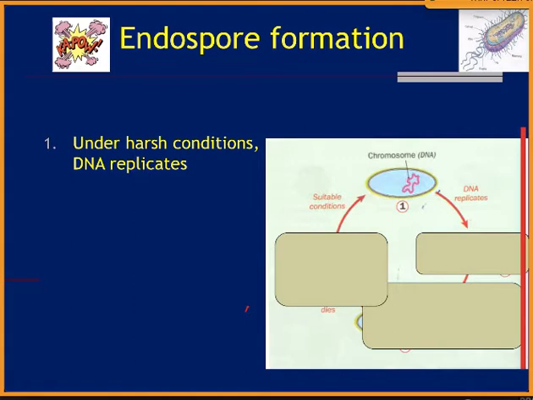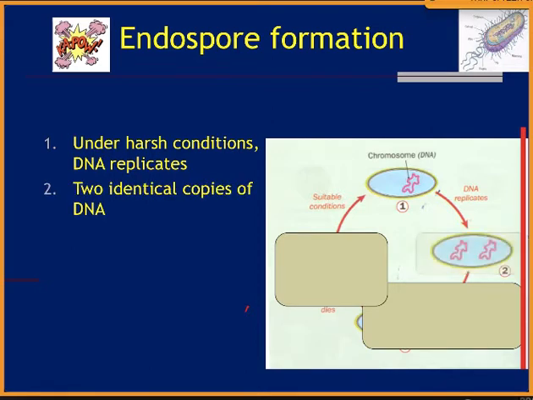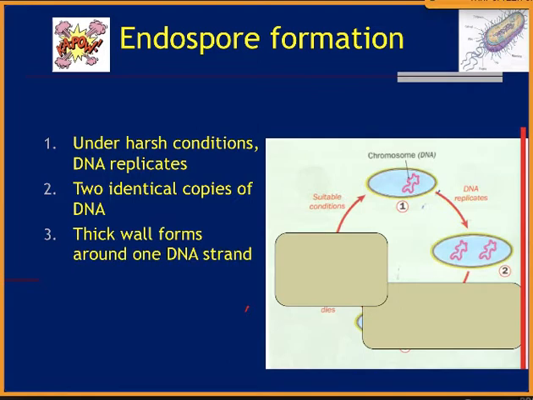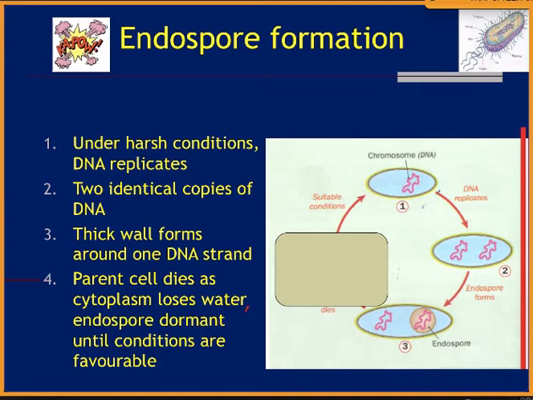Okay, so for the end of this, here is the blurb that goes with it. Under harsh conditions, your DNA is going to replicate. You end up with two identical copies of your DNA. A thick wall will form around one of your DNA strands, and then your parent cell is going to die because the cytoplasm loses water by osmosis, and you now have an endospore which will remain dormant until the conditions are favorable.